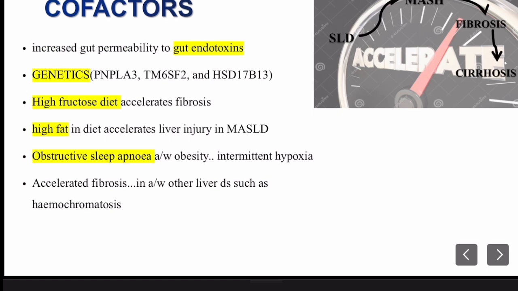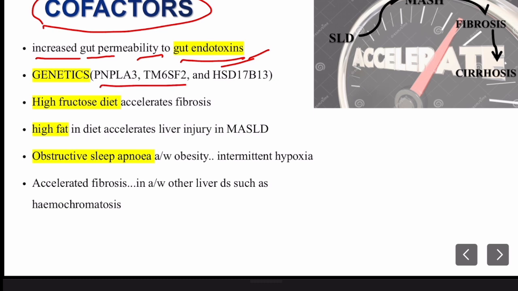Not just the etiological factors, there are certain cofactors as well, and the role of these cofactors is to determine the acceleration of the disease process. So what are those cofactors? In MASLD also there is increased gut permeability to the gut endotoxin. So these endotoxins get absorbed from the gut and they reach the liver. In the liver, they have their receptors on the Kupffer cells. And when these endotoxins bind to the Kupffer cells, they release inflammatory mediators. They will cause damage to the hepatocytes.